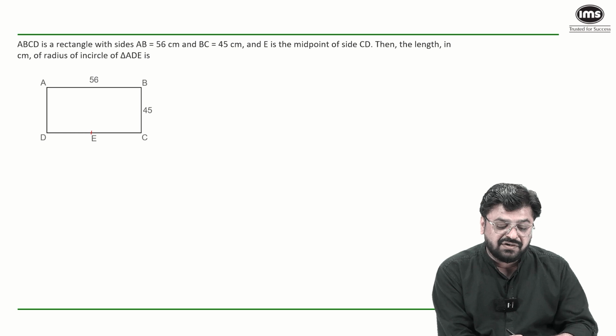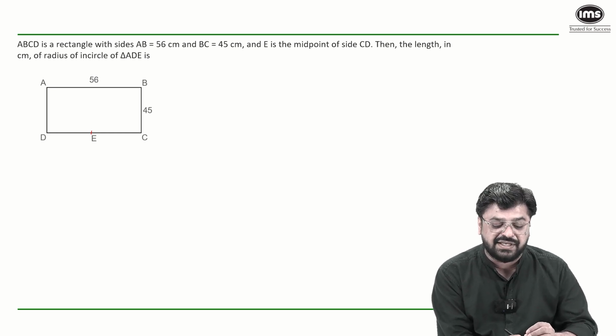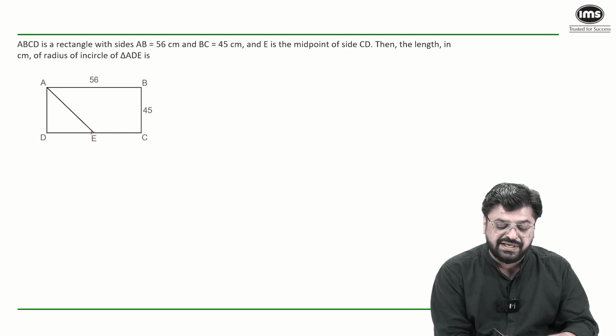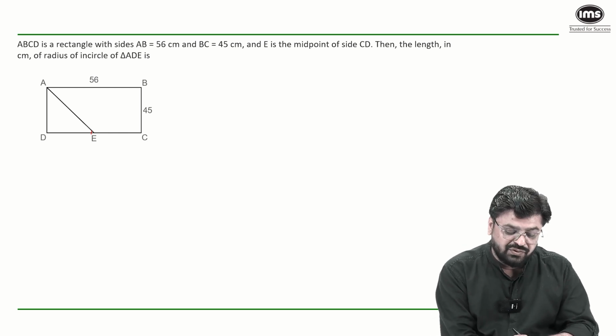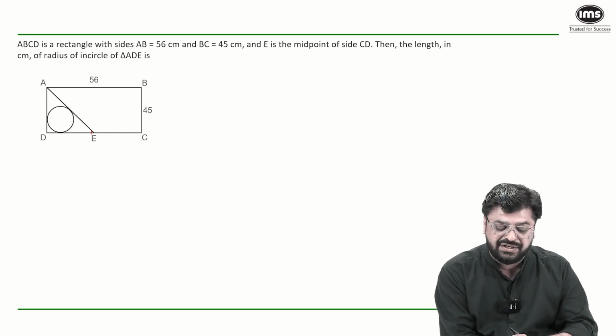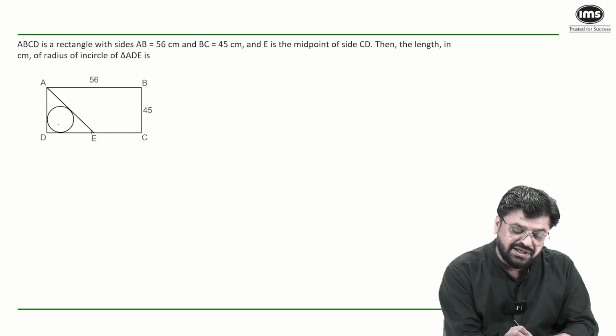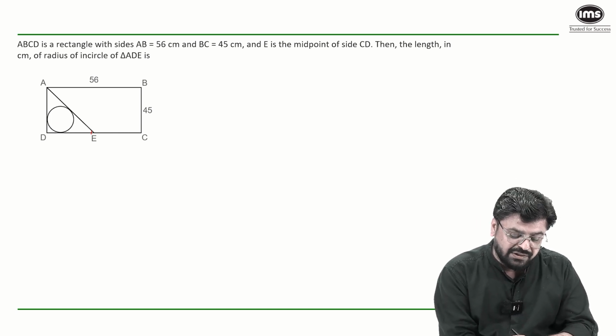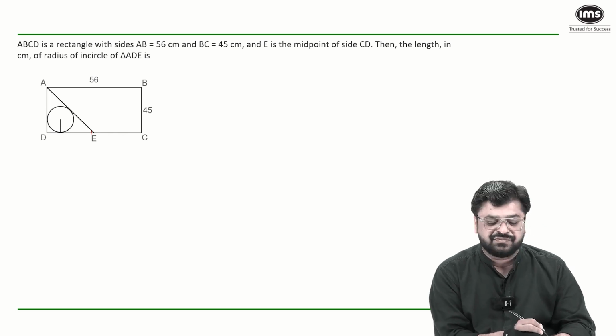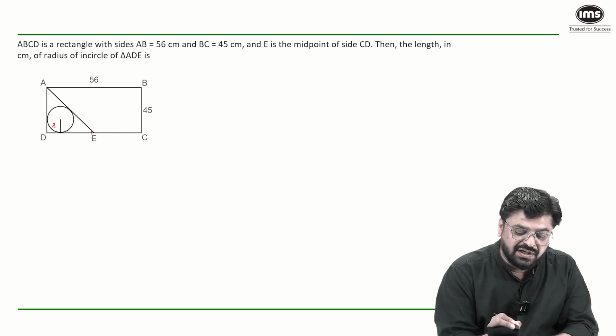Then the length in centimeters of the radius of the incircle of triangle ADE. So triangle ADE is this, and we want to calculate the incircle and the inradius. The incircle is the circle which will touch all three sides and can be inscribed in the triangle, and we want to calculate the radius of this. So let's assume this to be R.